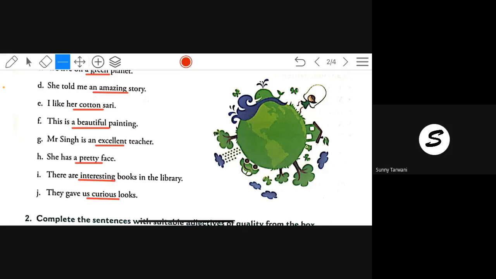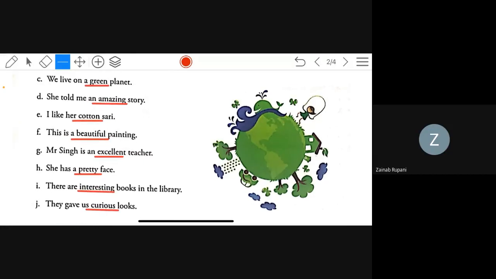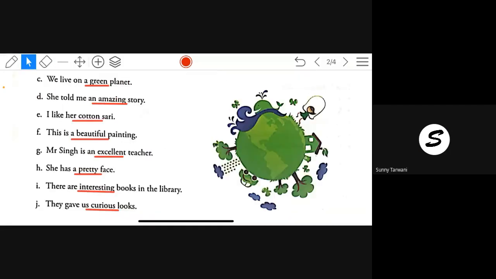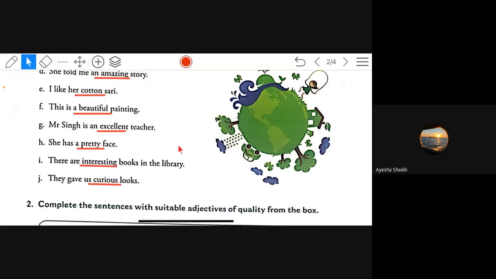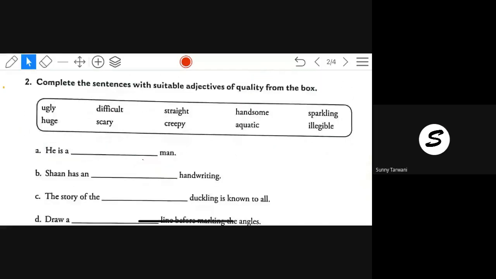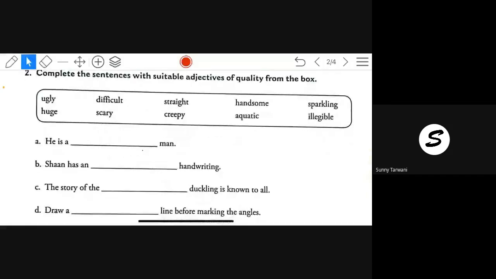In class, we would not complete the exercise in 1 minute, but here we can complete, right? Within 1 minute, we completed 10 sentences. So what do you think? Online is good or class? Class is good. That is because you have been at home for a long time.